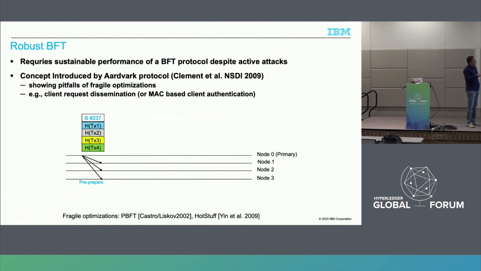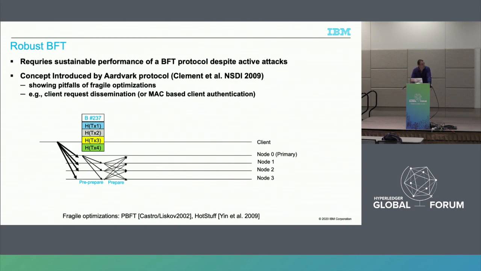That is, to avoid pitfalls of fragile optimization, such as relying on clients to disseminate requests. Because there are many protocols, like PBFT, if you read the TOCS 2002 journal version, or HotStuff, for example. HotStuff is specified such that the leader disseminates the payload inside the block, but it's implemented such that the leader disseminates the hash of the payload inside the block. Which is okay, of course, intuitively, because you can rely on the client to disseminate the payload to the replicas. And because you now load balance across clients, each client submits its own transaction, this should be okay.